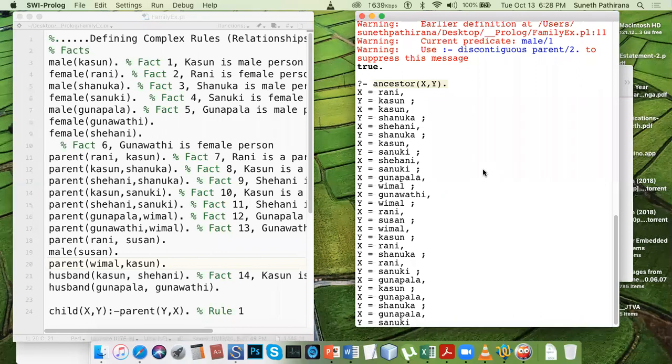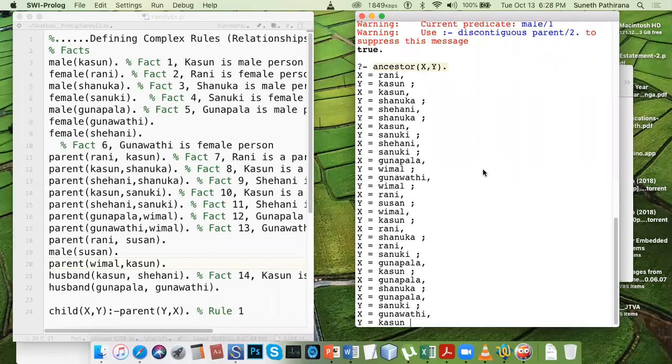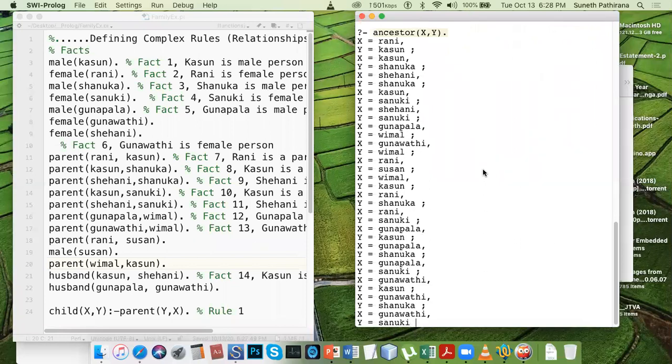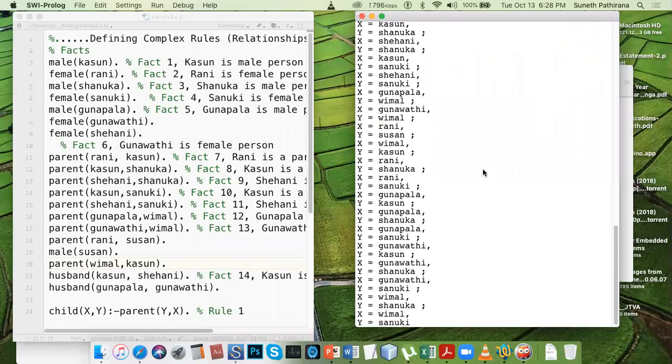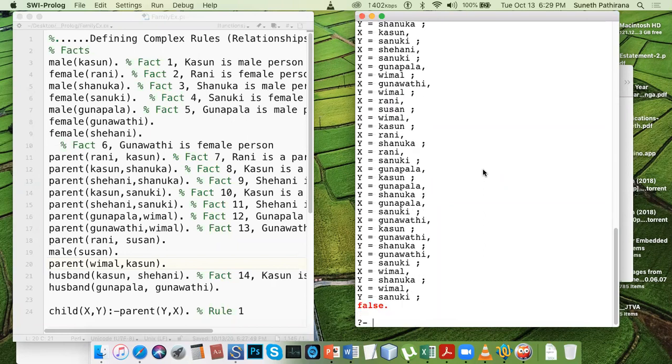Gunapala Sanuki, grandchildren. Gunapala is the grandfather of Sanuki. Gunavati Kasun, grandmother of Kasun. Gunavati Sanuka, again Sanuki. Vimal Sanuka. Vimal Sanuki. Sanuki, is she the last generation? Yes, Kasun's daughter. That means Vimal's granddaughter. Okay, Sanuki is the grandchild of Vimal. Okay, so four generations here. Fine.